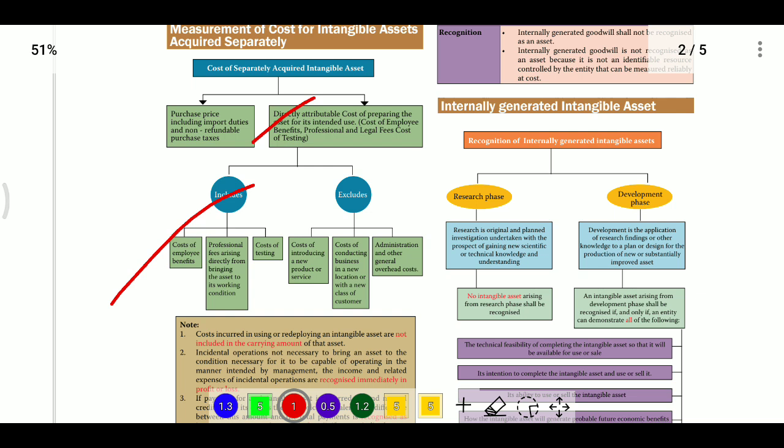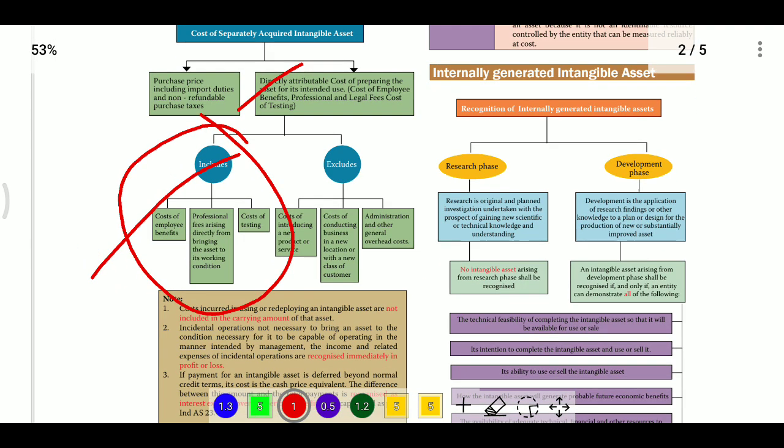What will be excluded from the cost: all taxes which are refundable. If they are refundable, they will not be included.